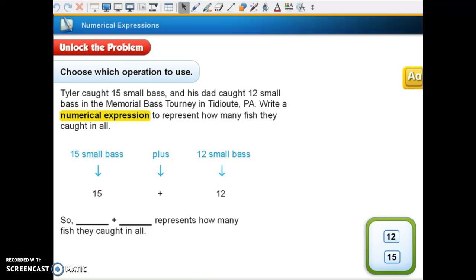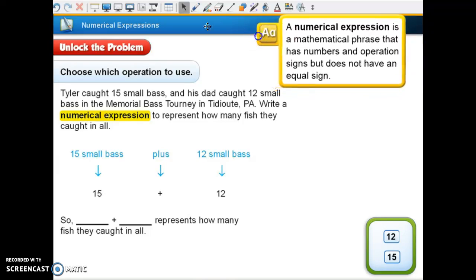So on your page 43, it says choose an operation to use. Here's the definition of a numerical expression. A numerical expression is a mathematical phrase that has numbers and operation signs but does not have an equal sign. So there's no equal sign. That's important. What are operation signs? Okay, multiplication, the plus sign, the times sign, the division sign, the subtraction sign. Okay, those are all operation signs. Choose one operation to use.